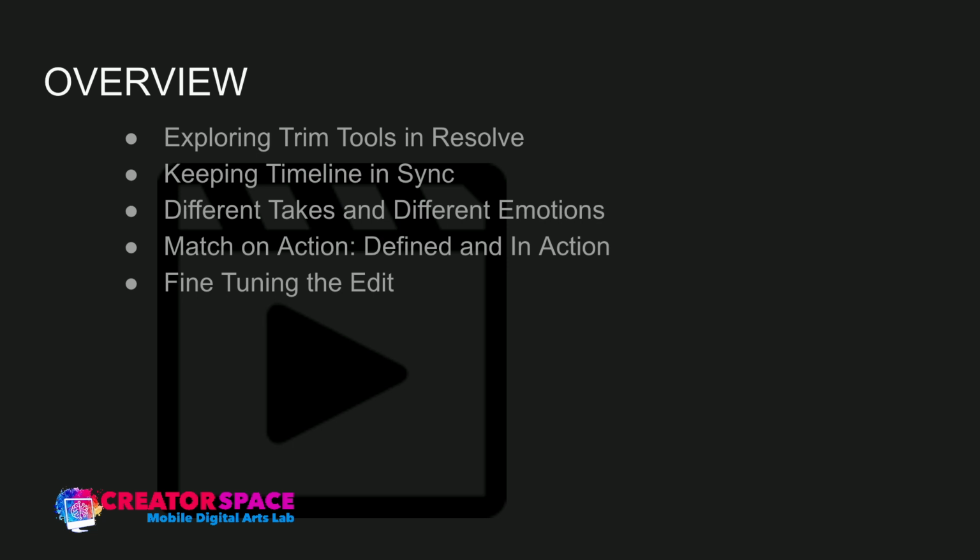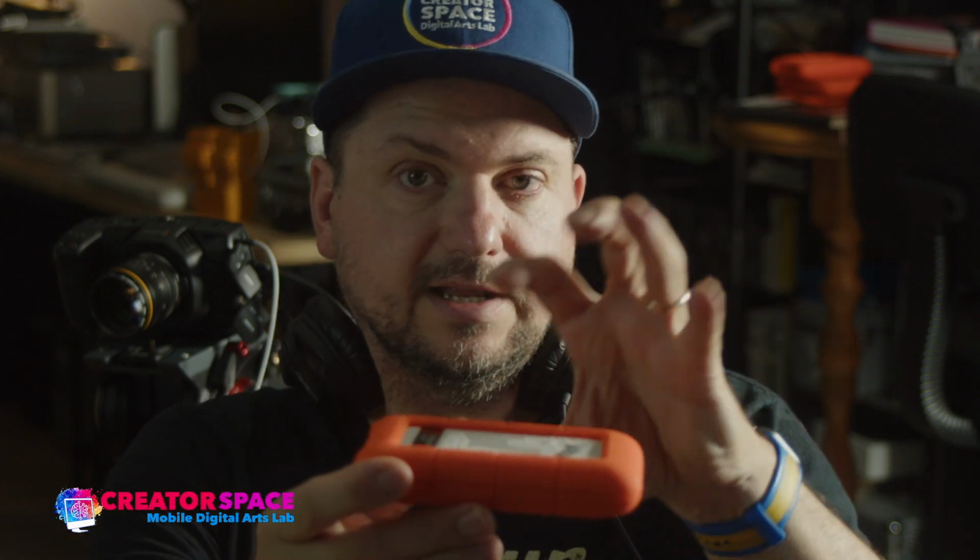And then match on action. And this is really important. So continuity stuff. In drama, there's a lot of continuity things. So for example, if I'm reaching out to get this hard drive, right? That's one angle you're seeing there. But let's say there's another angle from this side, right?